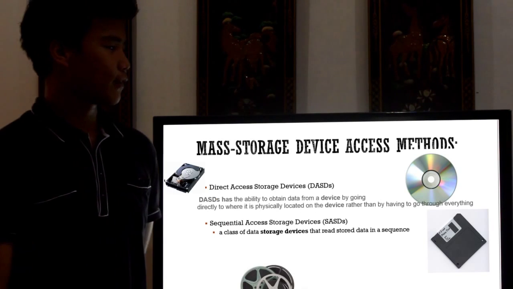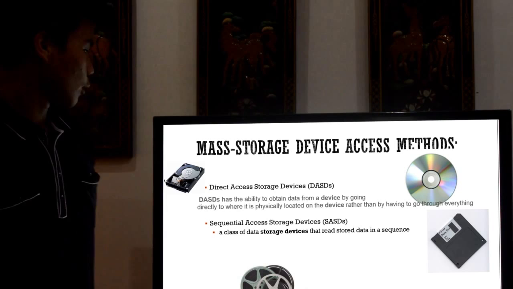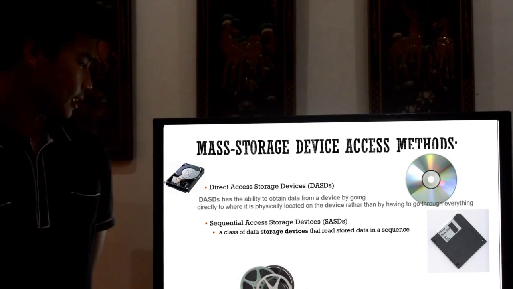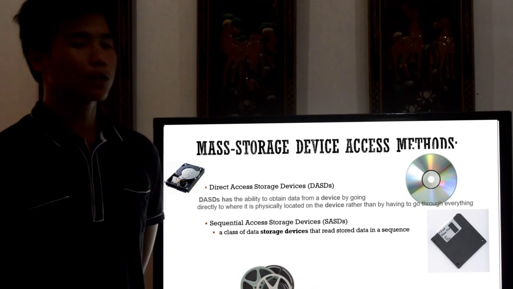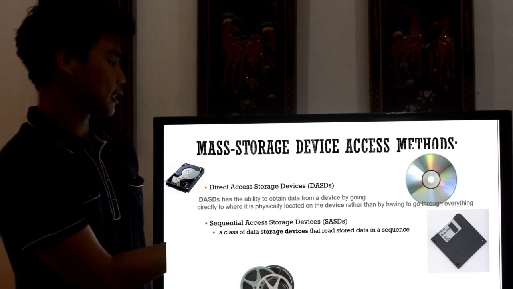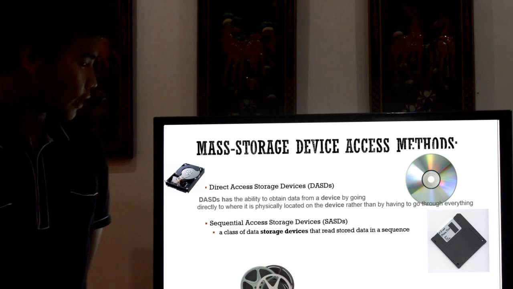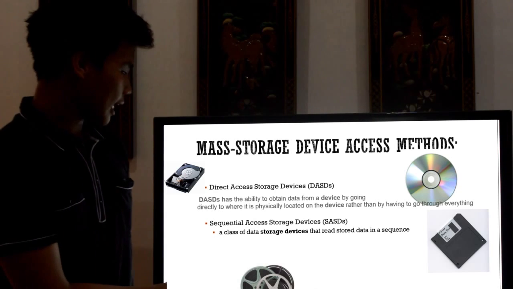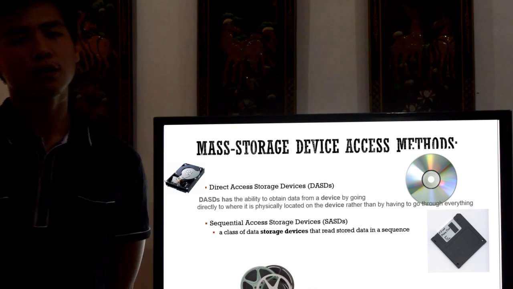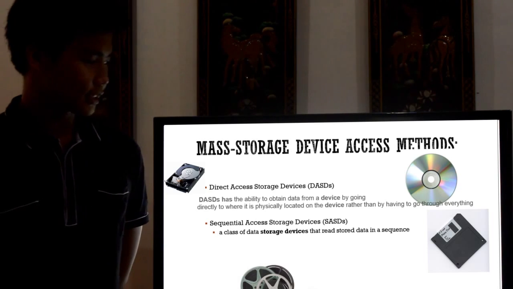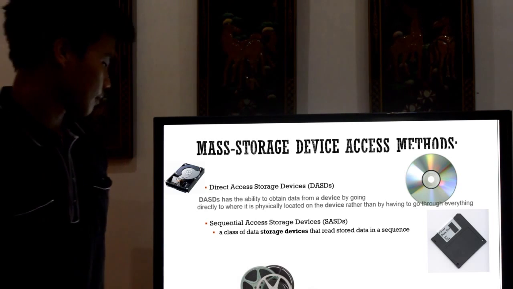The mass storage devices access methods. One is the direct access storage devices, or the so-called DASDs. The DASD has the ability to obtain data from a device by going directly to where it is physically located on the device rather than having to go through everything. The sequential access storage devices, or the so-called SASDs, are a class of data storage devices that stores data in a sequence.